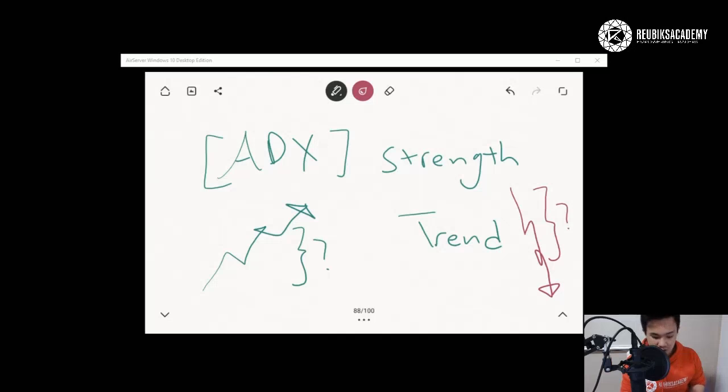If you noticed in the RSI lesson, the line and the asset were sort of moving correspondingly. When the line was going up, the asset was going up. When the line was coming down, the asset was coming down. But for ADX, it's not going to be like that. So without further ado, let's go to TradingView.